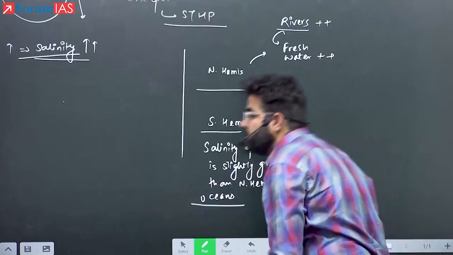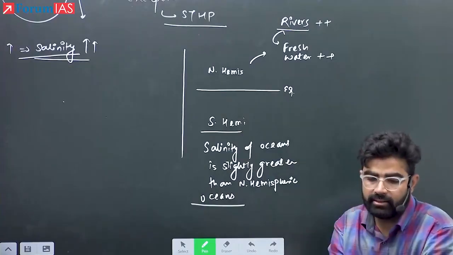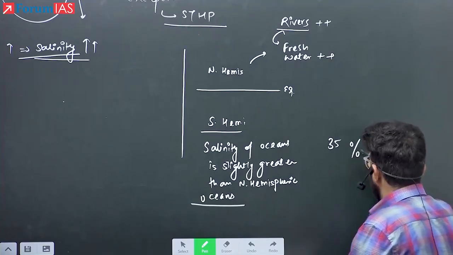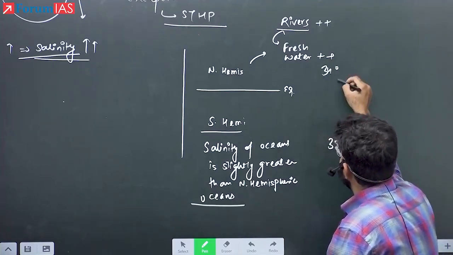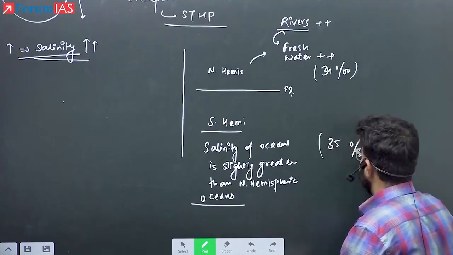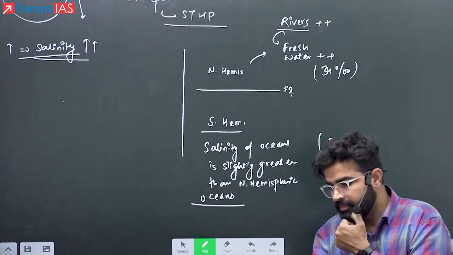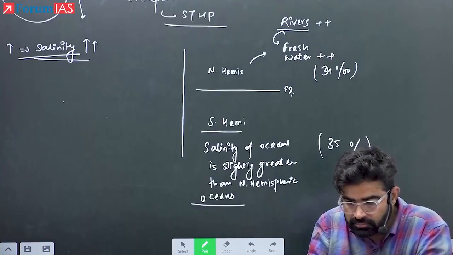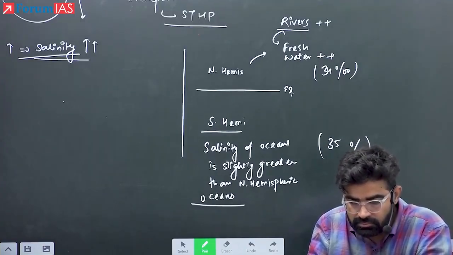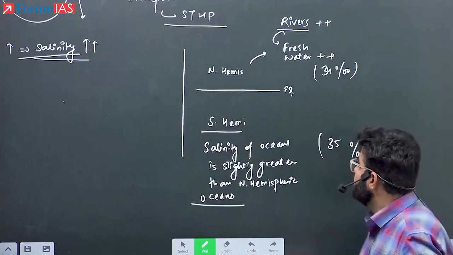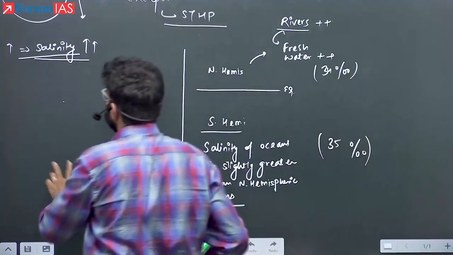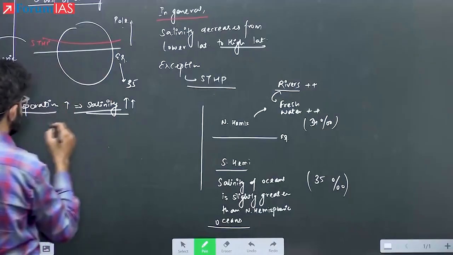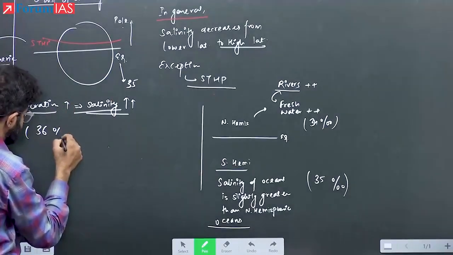Right? So remember this one. The salinity is slightly higher, and this slight difference is only this much. Average 34, 35. That's it. So for the horizontal distribution, please remember, in the equatorial region it would be somewhere around 35. In this region, the STHP, it would be somewhere around 36 to 37.